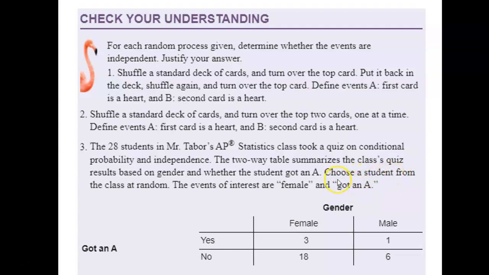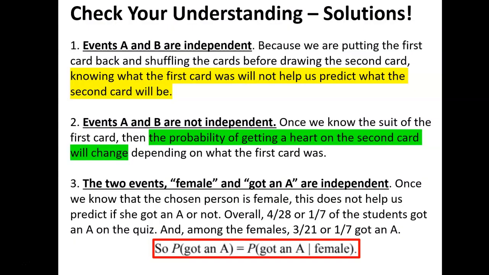Gosh, rewind. Choose a student from the class at random. At random. All right. So overall, 4 out of 28 students got an A on the quiz. And among the females, 3 out of 21 got an A on the quiz. If you look at those fractions, they reduce to the same ratio.